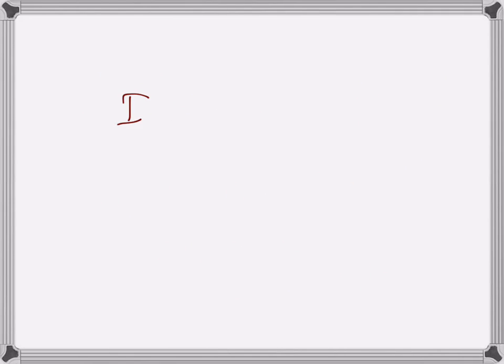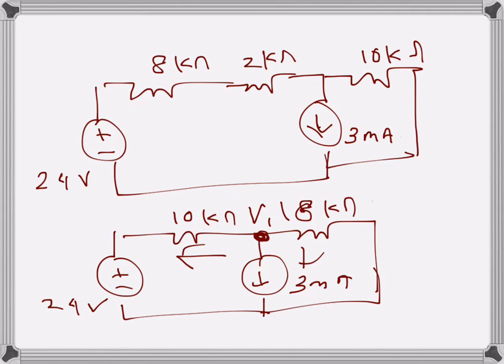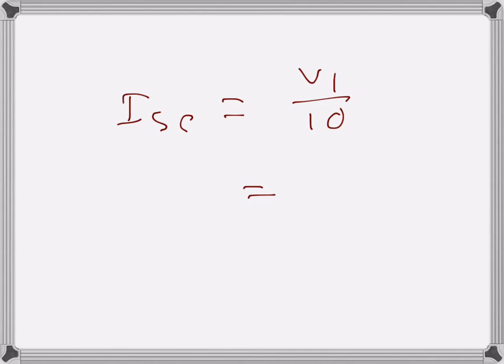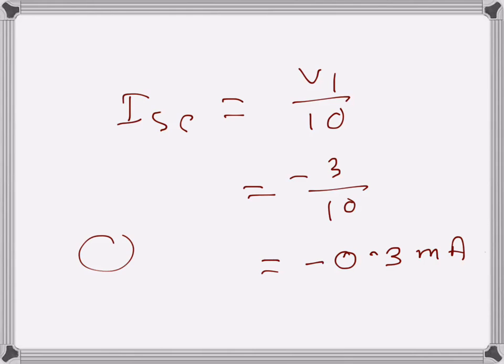The short circuit current will be, of course, V1 over 10, because this is the current which is I short circuit, which is I Norton. So that will be the voltage here divided by the resistance, the same current that's going in this direction. So that will be minus 3 over 10, which is minus 0.3 milliamps. That's the value of Norton's current. It means that the direction of the current source will be downwards, like that.